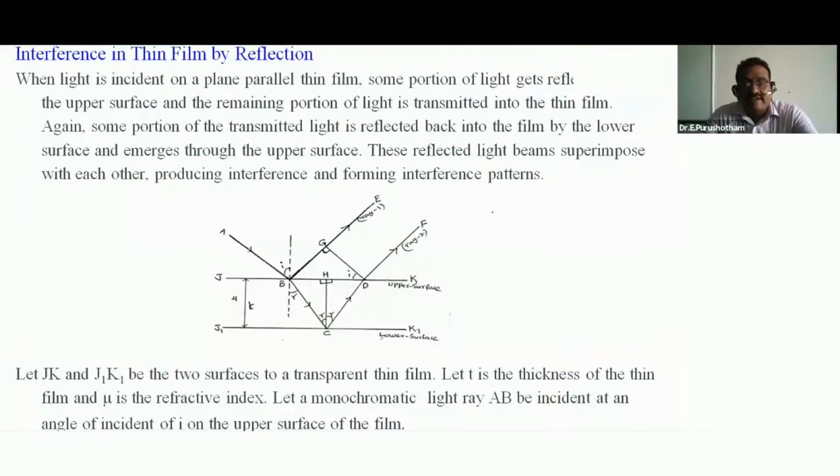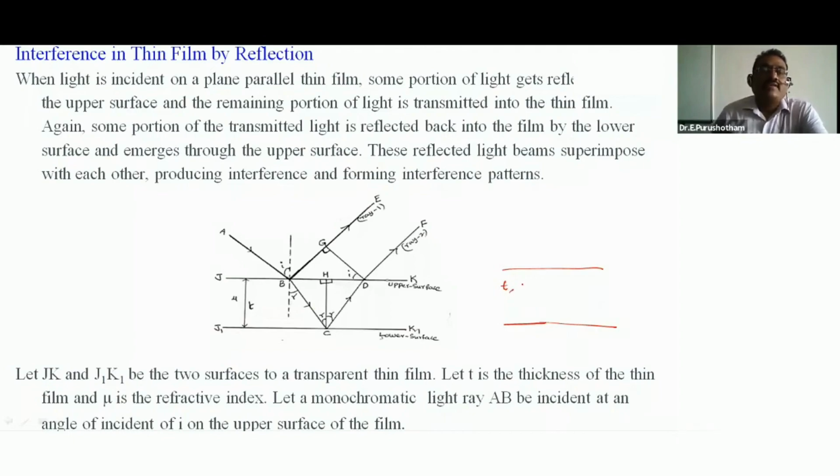Interference in thin film by reflection. The example of interference in thin film is Newton's rings. Thin film, for example, is the film you observe in your old camera. It has an upper surface and a lower surface, and in between there is some thickness. So that is a thin film.